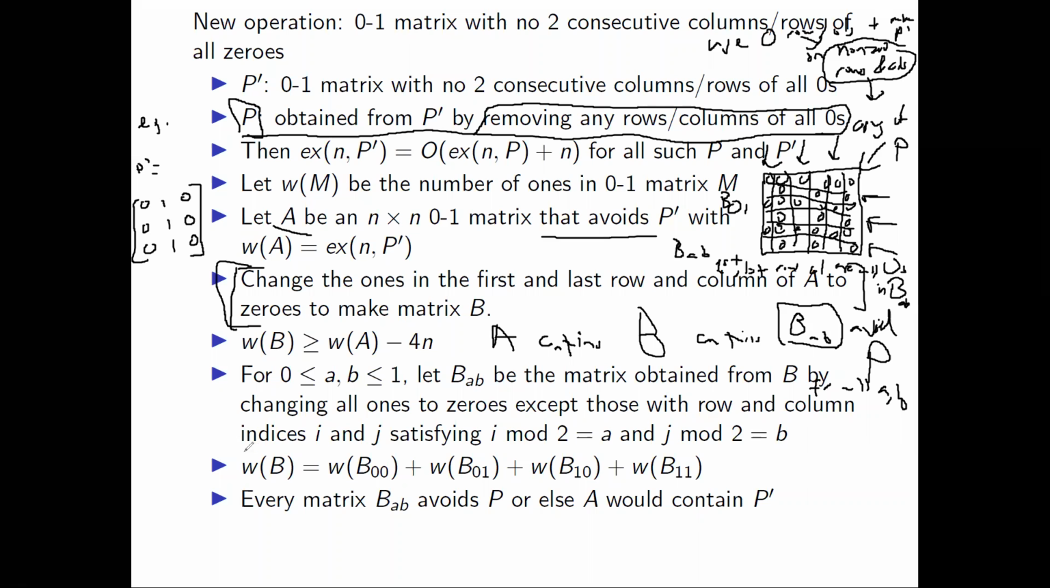So we have used the fact that the number of ones in B is equal to the sum of the number of ones in the BABs. We also need to use the fact that the weight of B is at least the weight of A minus 4n, and all of these matrices BAB avoid P. And each of these matrices BAB is an n by n matrix.